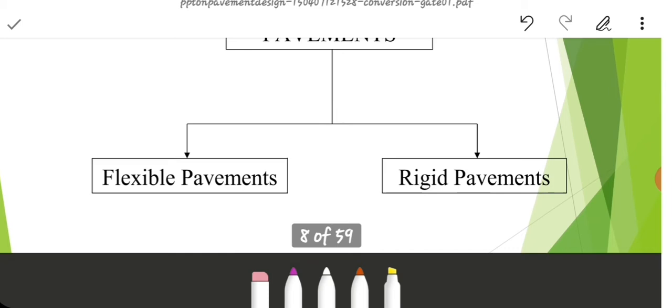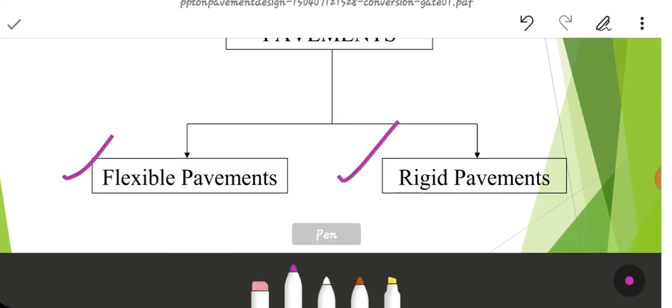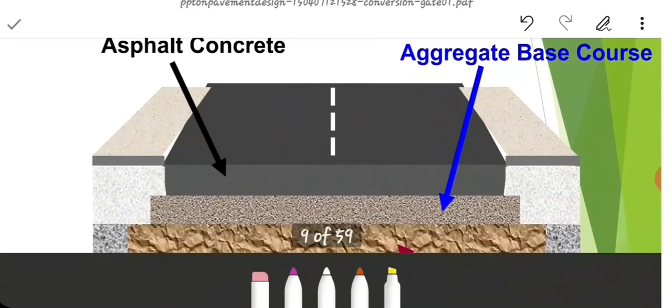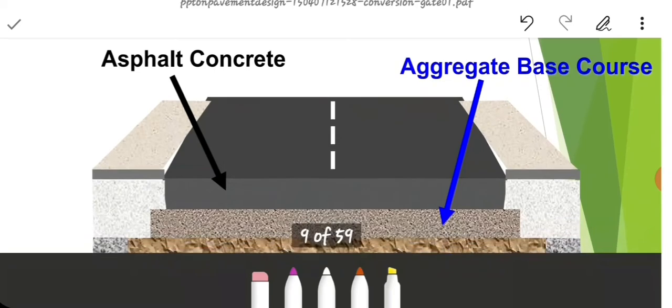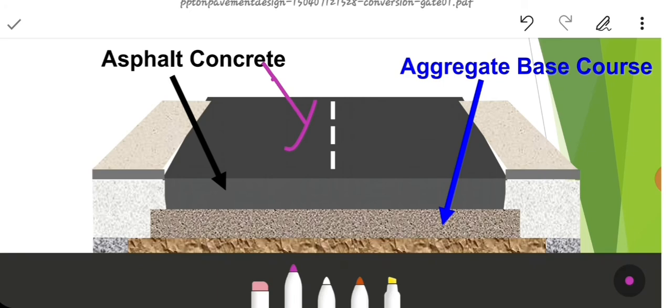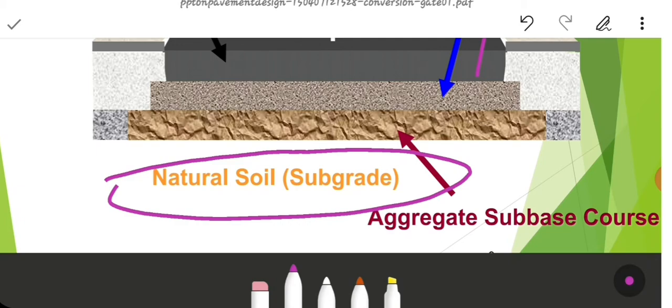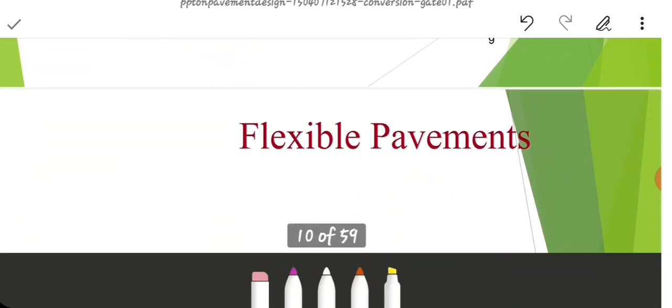Pavements are two types: flexible pavements and rigid pavements. This is the picture of a flexible pavement. This is asphalt concrete, first layer, and second layer is aggregate, that is base course. First layer, that is surface course, and third layer aggregate subbase course, and fourth layer is natural subgrade, natural soil, okay, which is subgrade.